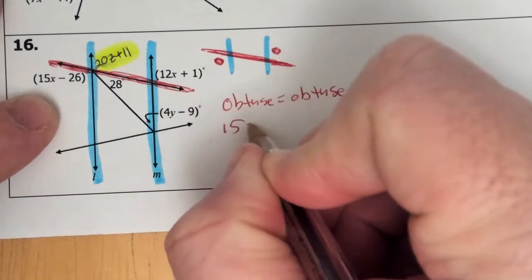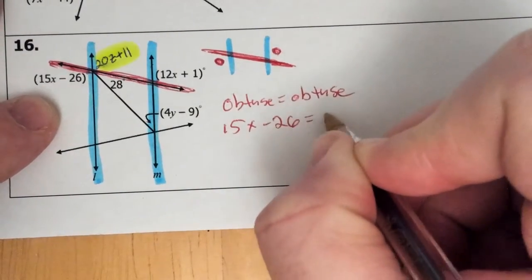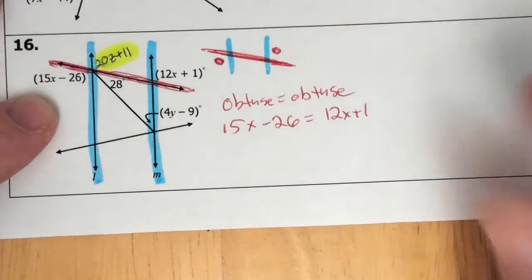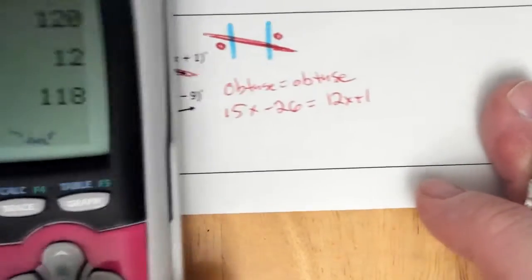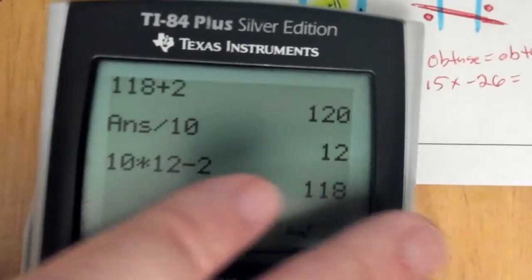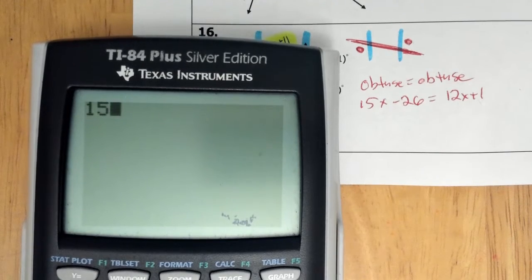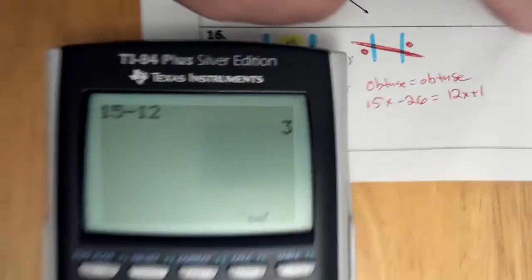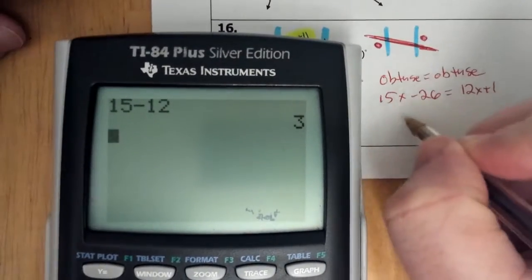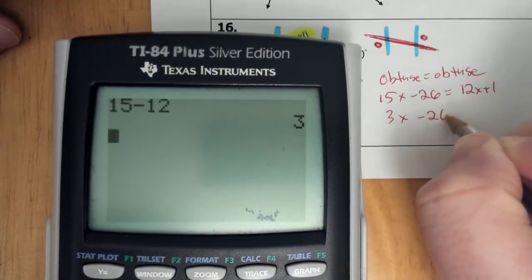So 15x minus 26 is equal to 12x plus 1. All right, let's solve it. So I'll get out my calculator so you can see what's going on in my head. And I'll zoom out a little bit. Here we go. All right, so I'm going to do 15. I'm going to subtract that 12 from both sides. And I pop out with a 3x minus 26 equals 1.